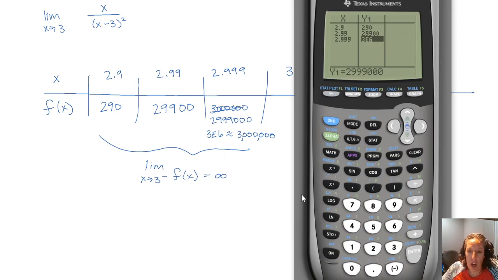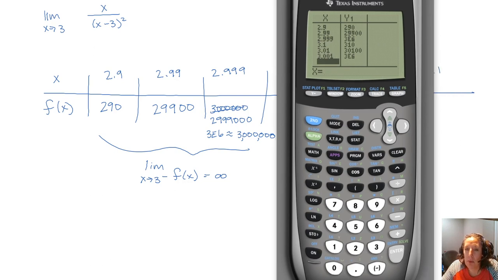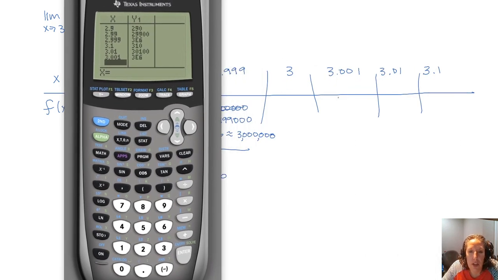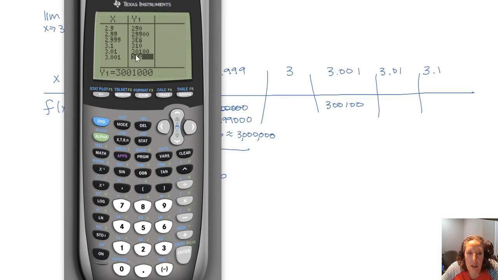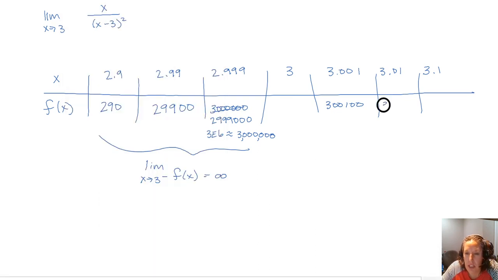Now we can do the exact same process with the numbers approaching on the right, so 3.1, 3.01, 3.001. We see a similar setup here. 3.001 again is 3e6, and if we move our cursor over to it, that's 3,001,000. And then we get 30,100 and 310. And so again, we see that same pattern.